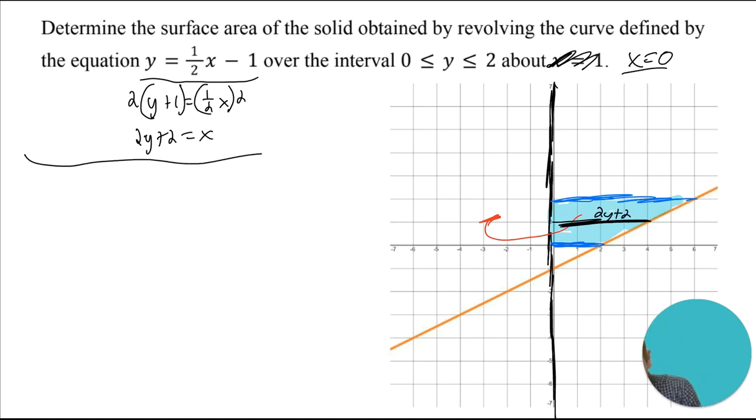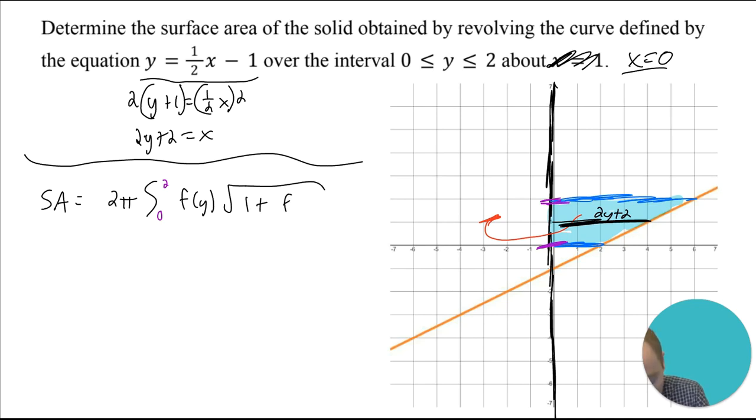So then when we find surface area, the surface area set up as an integral is going to be 2 pi, and then we would integrate. And because we're doing this with respect to y, we would want to figure out what these coordinates are right here, which would be 0 and 2, therefore. And then multiply by f of y, and then the square root of 1 plus the derivative of f of y all squared, and then integrate with respect to y like that.